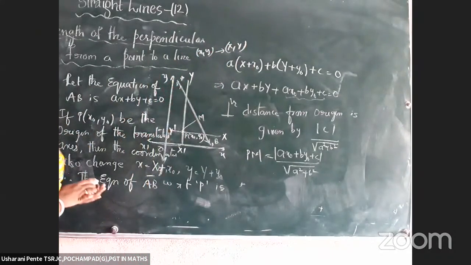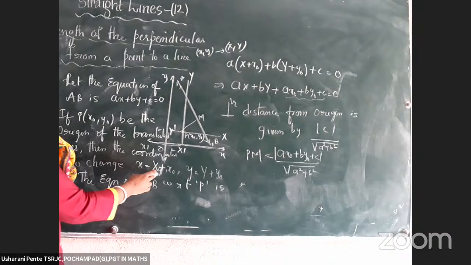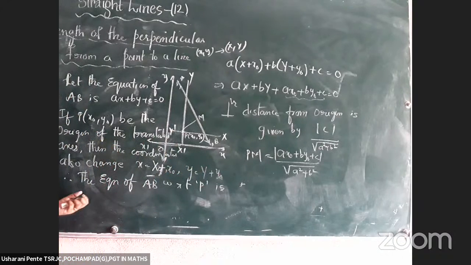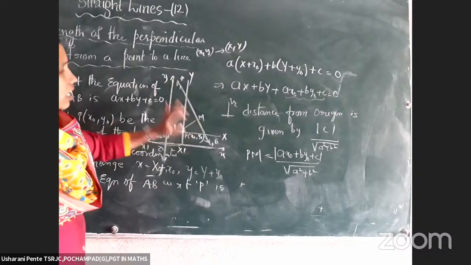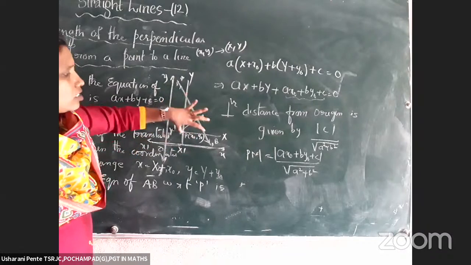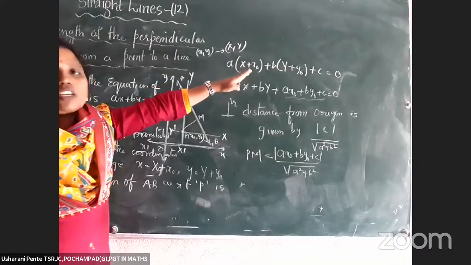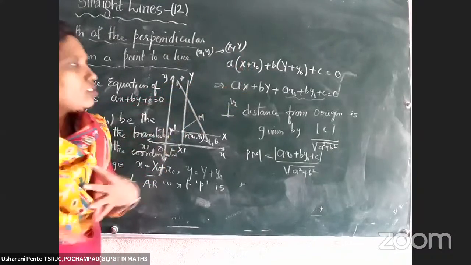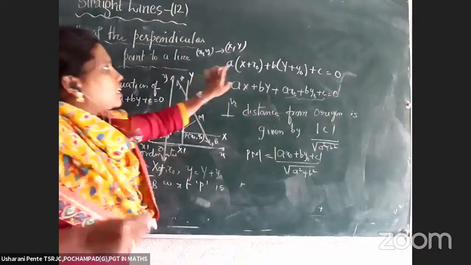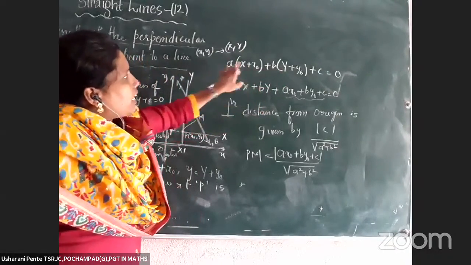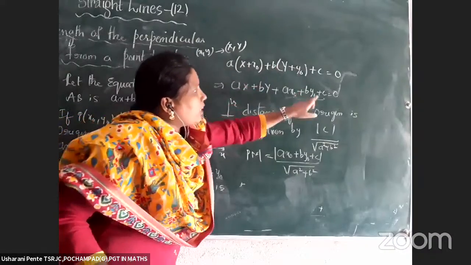Therefore, we'll get x = X + x0 and y = Y + y0. Therefore, the equation of this line AB with respect to the new axis is A(X + x0) + B(Y + y0) + C = 0. If I multiply this out, that is AX + BY + Ax0 + By0 + C.